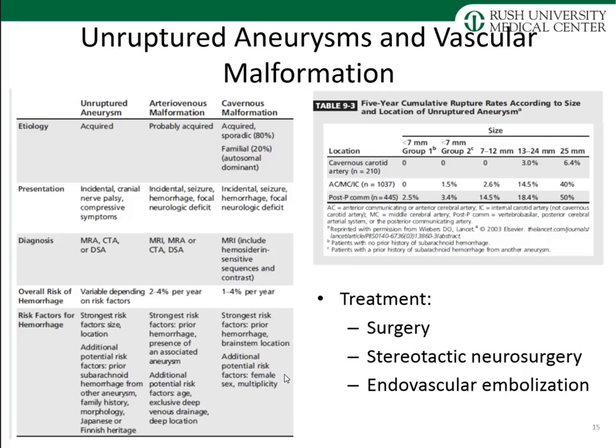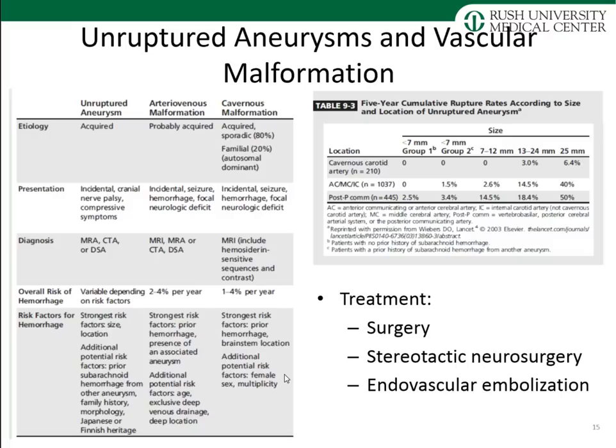So let's talk a little bit about unruptured aneurysms and vascular malformations. On the left here, we have a table, and I've removed some of the other abnormalities that we see. So unruptured aneurysms and arterial malformations are the two that we're going to want to focus on. And what you can see is that they're frequently acquired. Unruptured aneurysms tend to be either asymptomatic or they're going to compress on structures around them like we've already discussed.